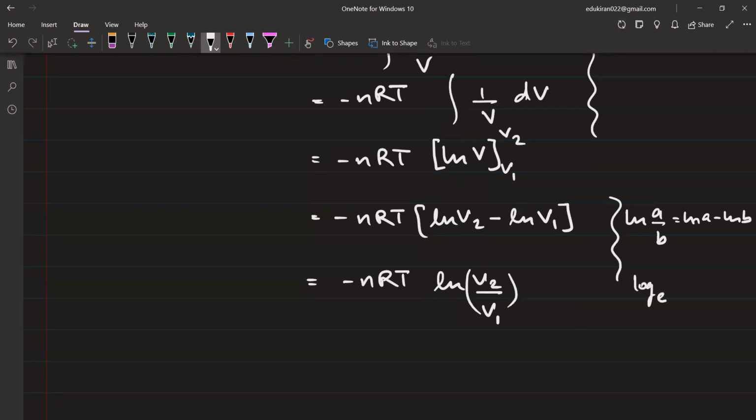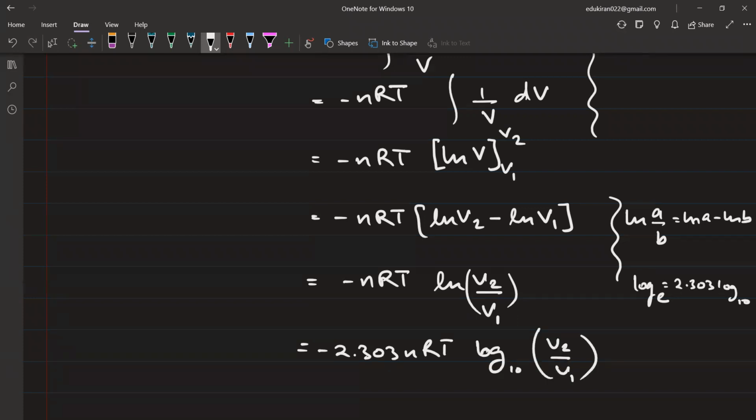When you have log with a base of e, in order to change this to log with a base of 10, log e is equal to 2.303 into log 10. So we can write this as minus 2.303 nRT log with base 10 of V2 upon V1. This is the W reversible.